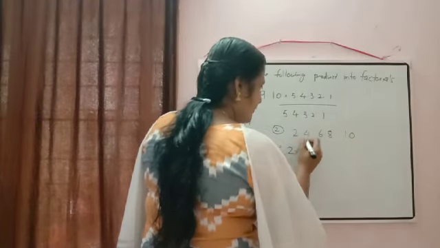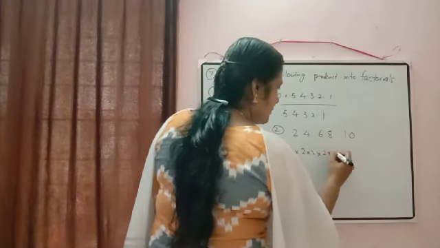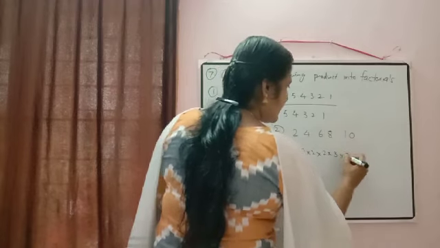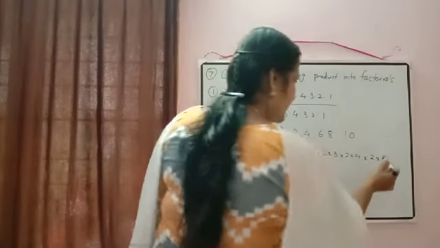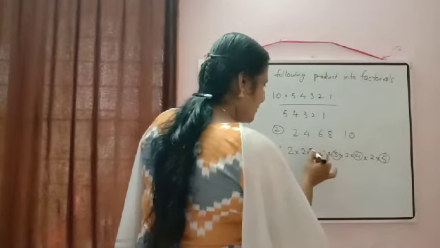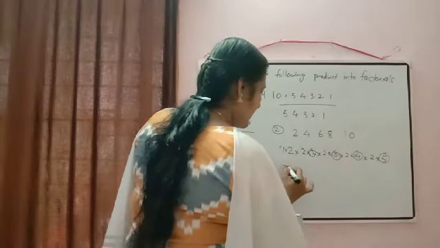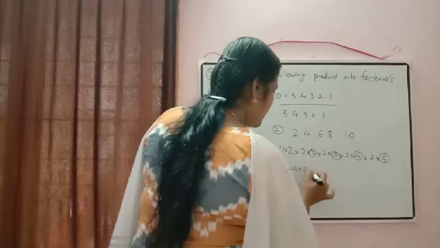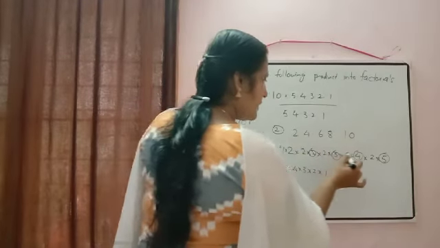Okay. Then 4, how can we rewrite? 2 into 2. 6 can be written as 2 into 3. 8 can be written as 2 into 4. 10 can be written as 2 into 5 there. Now just to check, we need 5, 4, 3, 2. This 2 can be written as 2 into 1. So we have here 5 into 4 into 3 into 2 into 1.